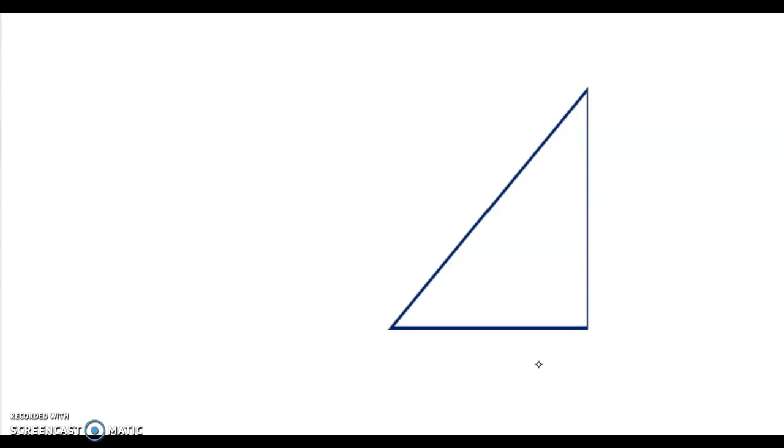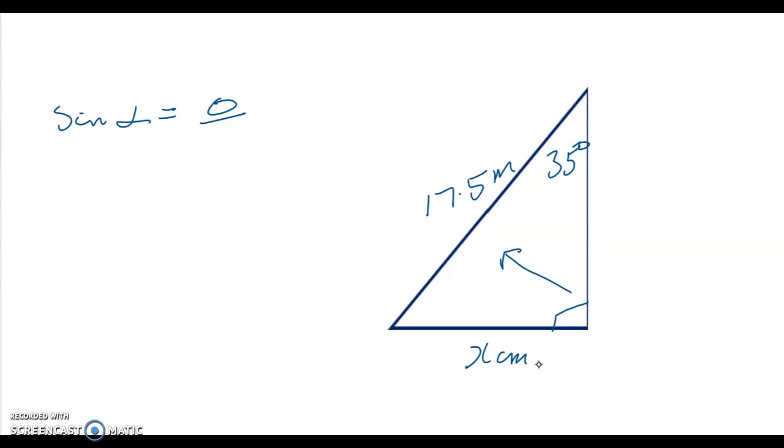Right, another right angle triangle, because it's always got to be a right angle triangle, remember, for this. Let's put the angle up here, and we'll make it 35 degrees. It's the opposite side that we're trying to calculate, and we've got the hypotenuse, which is 17.5 meters. So opposite, hypotenuse, and angle is my sine ratio. So sine alpha is equal to opposite over hypotenuse. Fill in everything we've got.